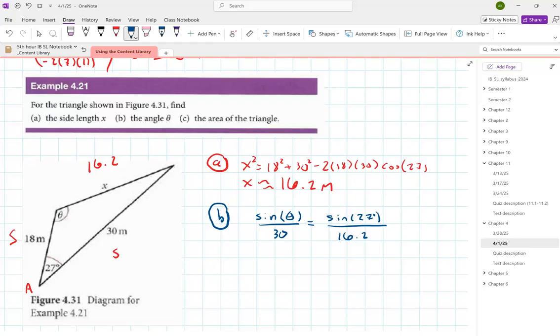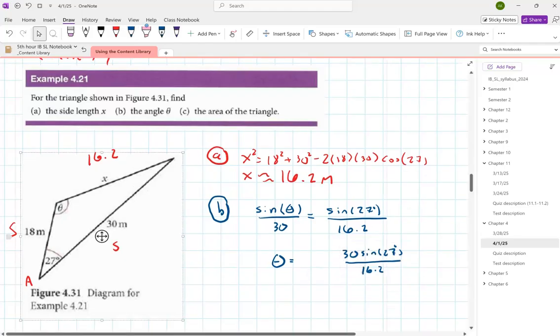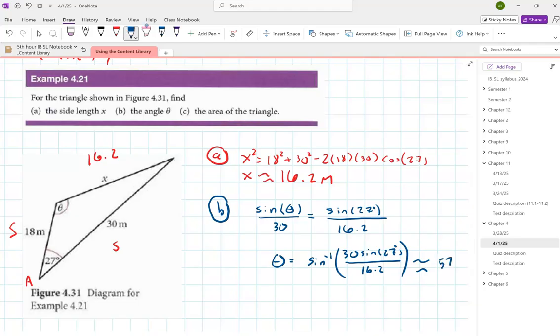Does everybody feel okay there? Do we need to show the algebra to how I'm going to get theta by itself, or are you guys good with all that? Okay. I have one thumb up, so I'm just going to go with it. So that's going to be 30 times sine 27 divided by 16.2. I, like a dummy, didn't leave myself enough space to write my sine inverse. So when I plug that into my calculator, I get 57.2.